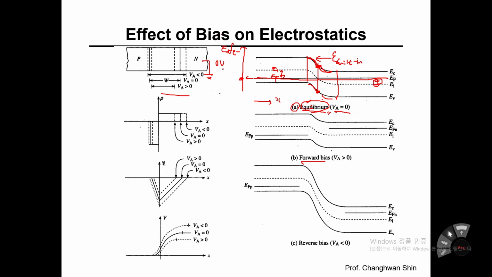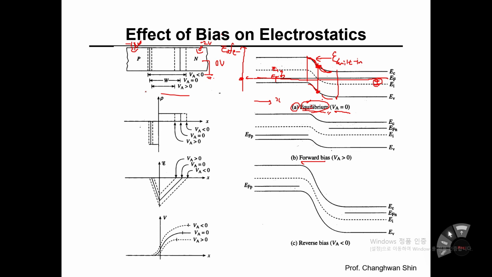So let's do a short quiz. Say minus 2 volt is applied to the N side and minus 1 volt is applied to the P side. Then can you say that this PN diode is forward biased or reverse biased? Which one is correct? Well, minus 1 volt is applied to the P side. So, negative bias is applied to the P side, then definitely reverse bias.